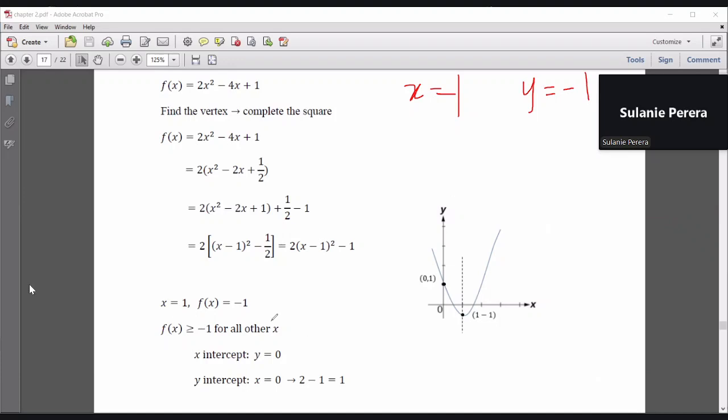And how do we find the x-intercept and the okay. So actually now this is the vertex. So the vertex is x equals 1 and if you plug in x equals 1, y equals minus 1. So that is the vertex.